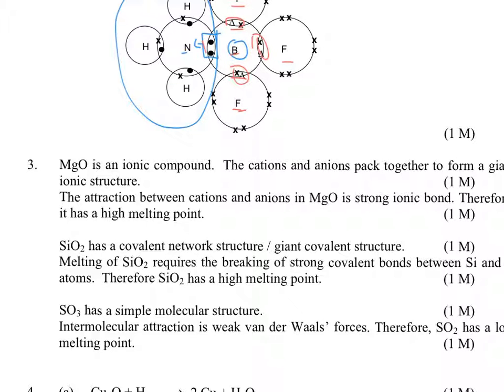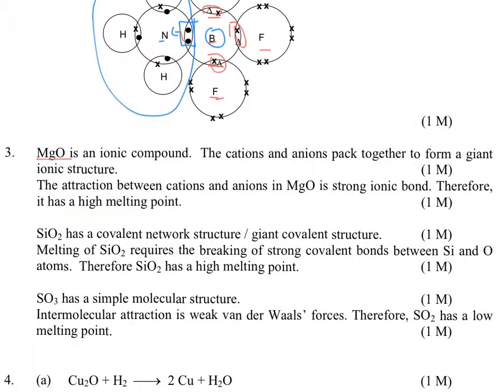Firstly, you choose magnesium oxide. In terms of structure, they pack together to form a giant ionic structure. And then in terms of bonding, there is strong ionic bond between the ions. So high melting point. You need not arrange the order; you simply write down high melting point, which is enough.